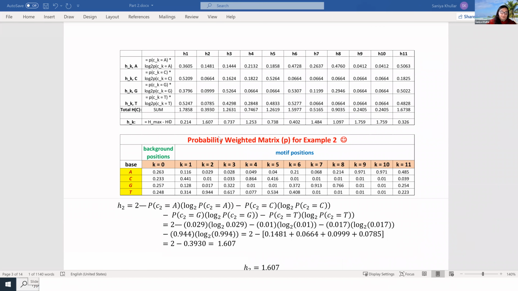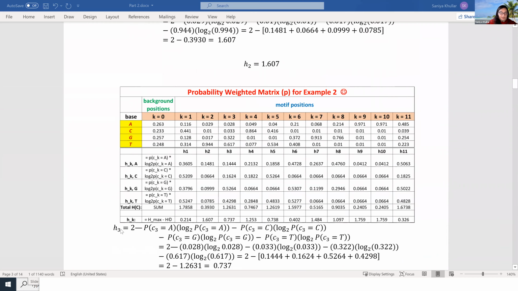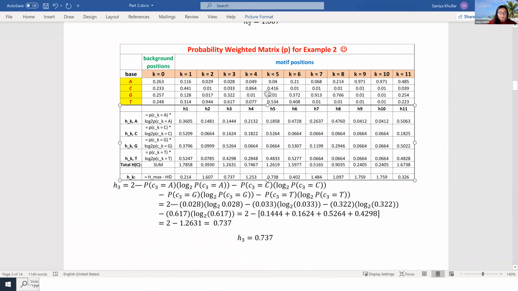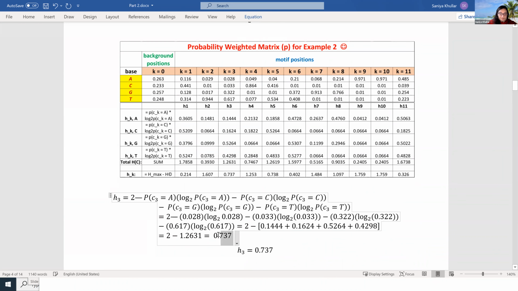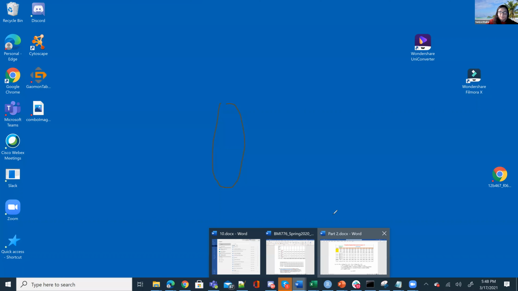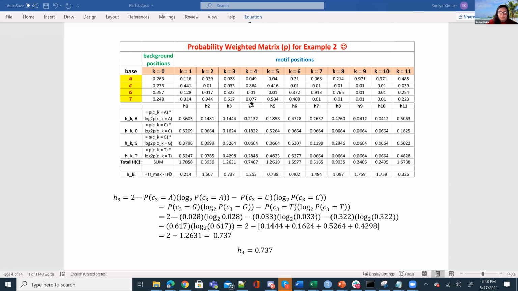So going down a bit, we can continue calculating this, and that's where we get that value from. We can continue calculating this for H3 as well, and we'll get this 0.373. We focus on just these values right here for the third spot in the motif. So for H3, we're just going to focus on these values over here. That's what we get here in the end.